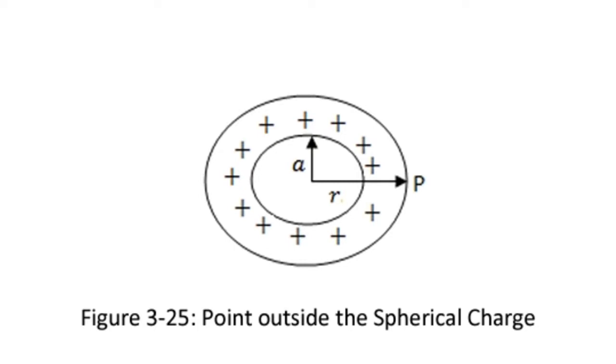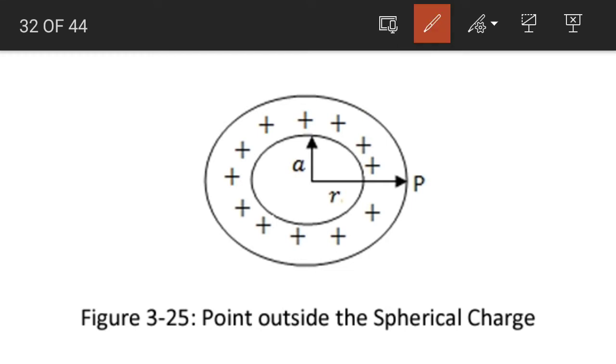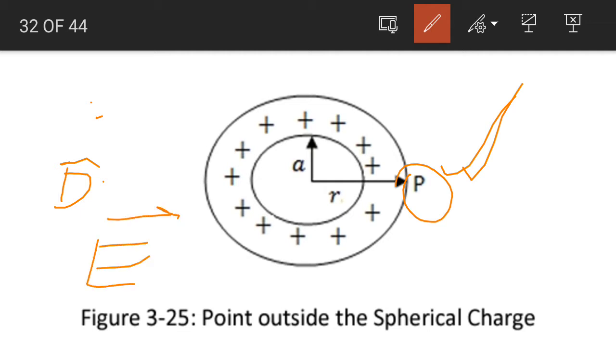Now what we do, we consider a point outside the source. So we consider a point which is located outside the source, and we want to find out the electric flux density or the electric field intensity at the given point. So we are interested in the electric flux density as well as electric field intensity of this particular point.